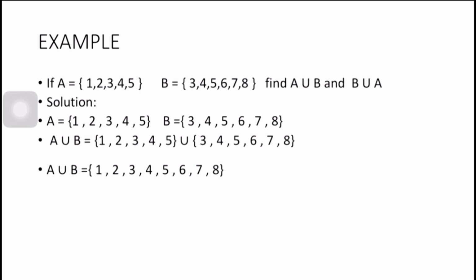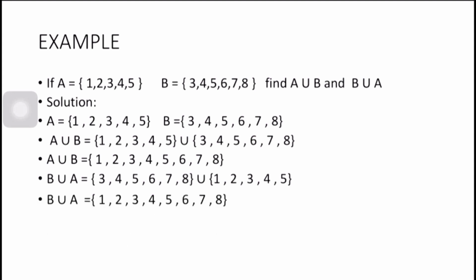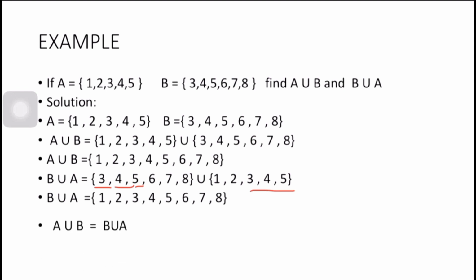Next we have to find B union A. So write B first, then A. So B union A is equal to 1, 2, 3, 4, 5 and so on. Here 3, 4, 5 are common elements. In B union A, write common elements only one time, taken once here. So we conclude that A union B is equal to B union A.